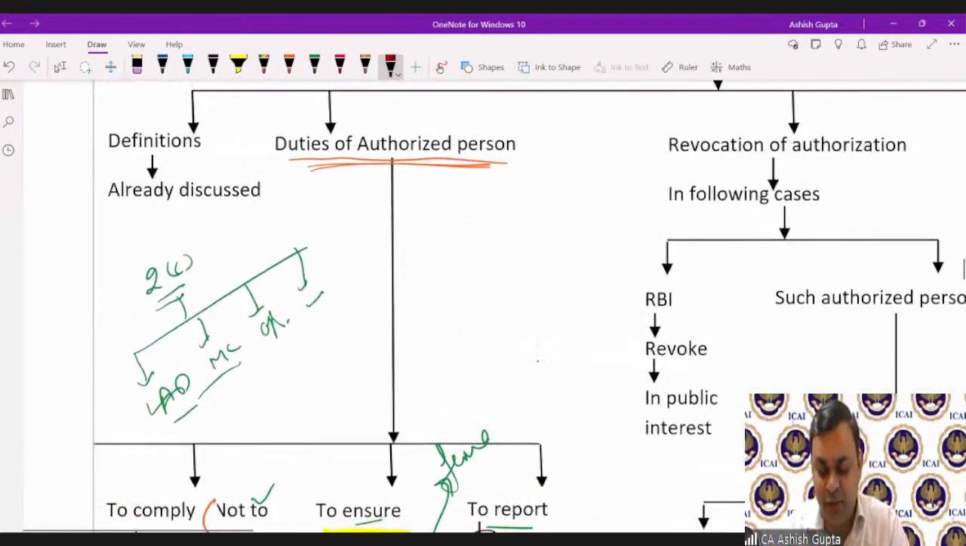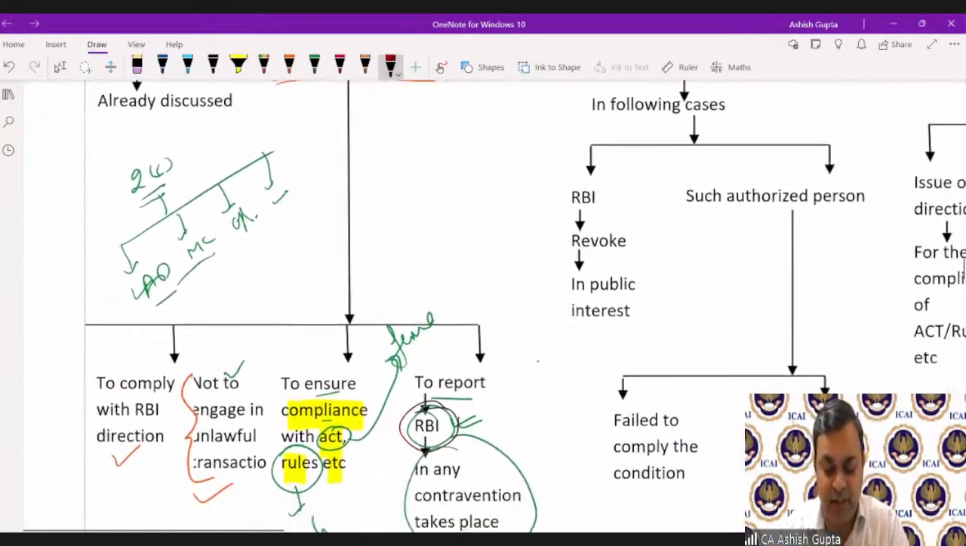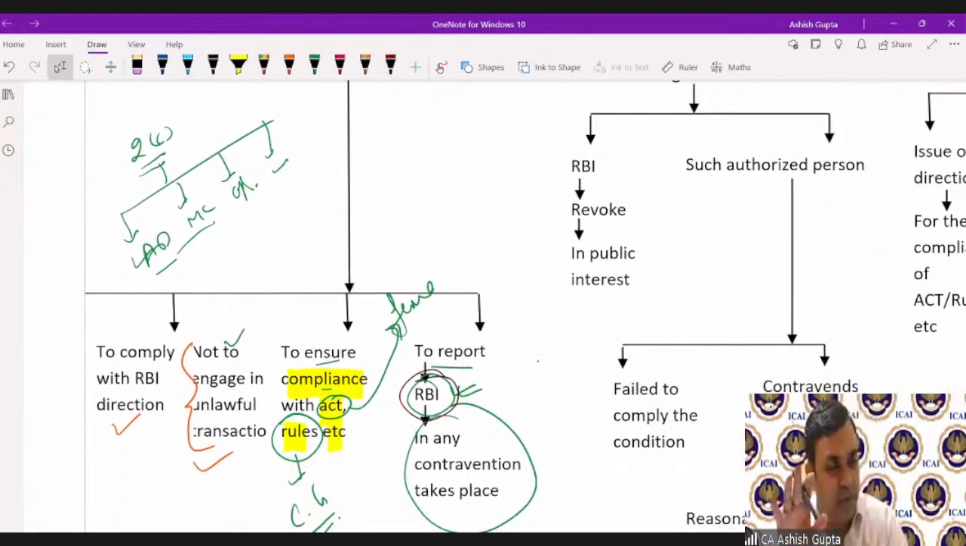So now you can easily remember there are 4 kinds of duties of an authorized person. The examiner will ask a theory question on the duties of an authorized person, along with other topics of authorized person, also of 4 marks, right? So I think the duties of authorized person are clear.